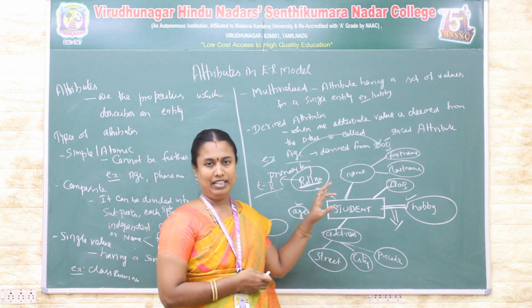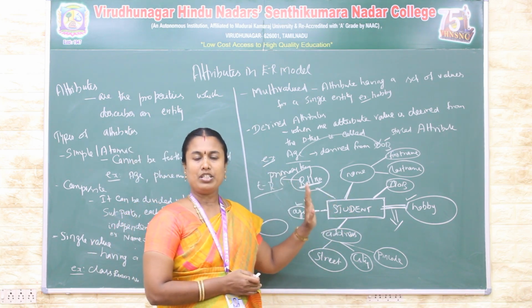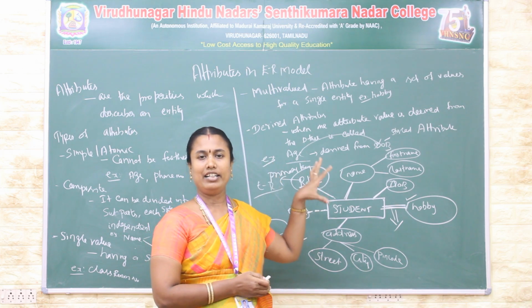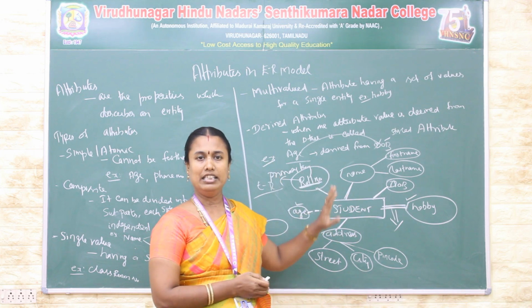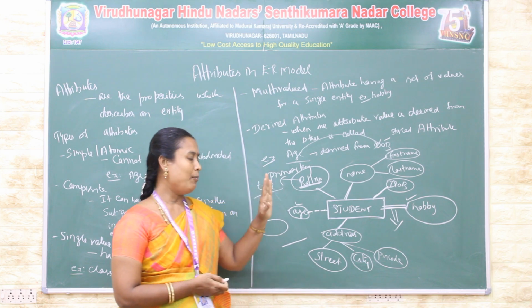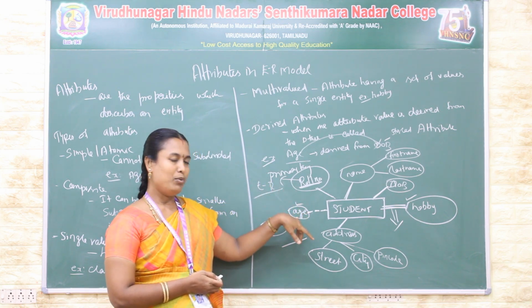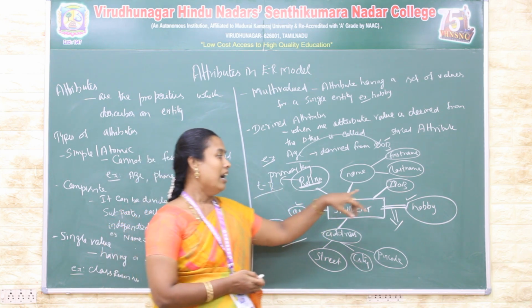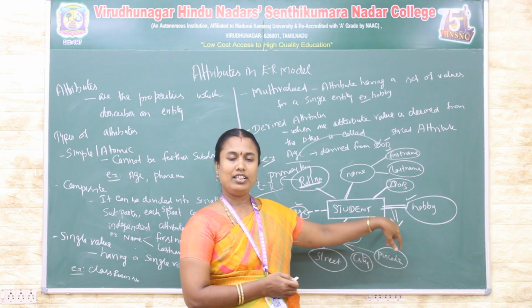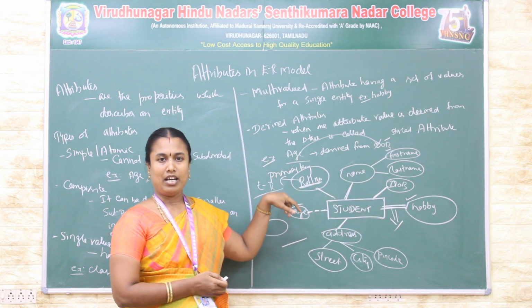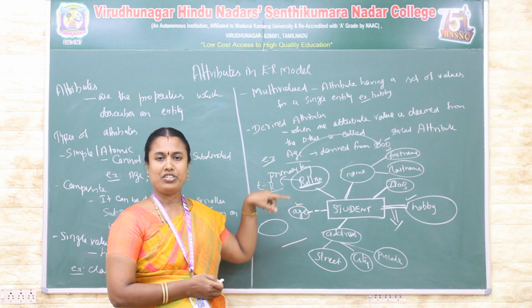So we have to know what the attributes are and how those attributes are connected with the entity. That is what is specified in this diagram, and we must keep it in mind. Derived attributes are connected with the dashed line, multi-valued attributes are connected with the double line, and all other attributes are linked with the normal relationship line.